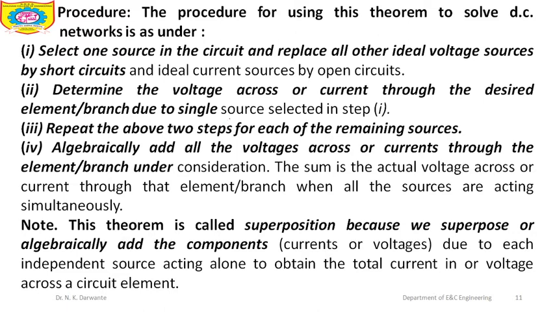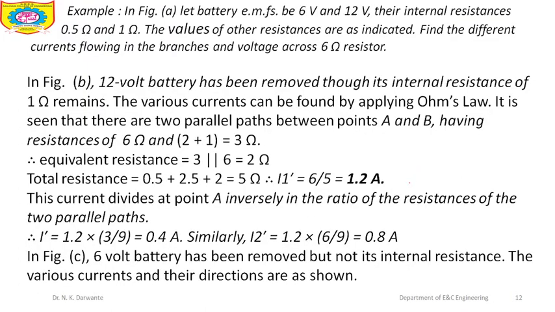Repeat the above two steps for each of the remaining sources. Algebraically add all the voltages across or currents through the element under consideration. The sum is the actual voltage across or current through the element or branch when all the sources are acting simultaneously. This theorem is called superposition because we superpose or algebraically add the components, that is currents or voltages, due to each independent source acting alone to obtain the total current in or voltage across a circuit element.